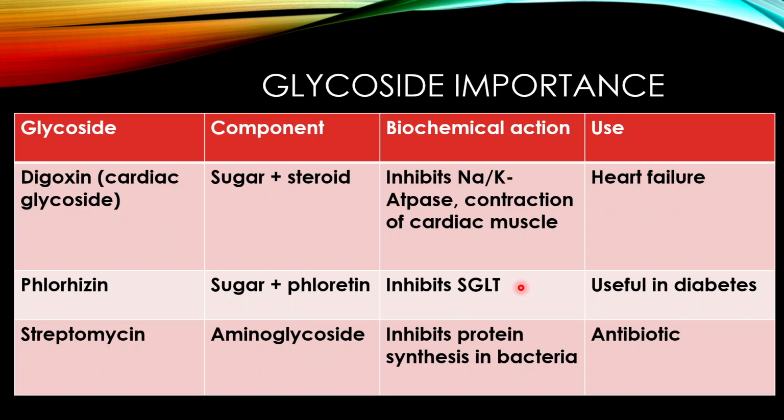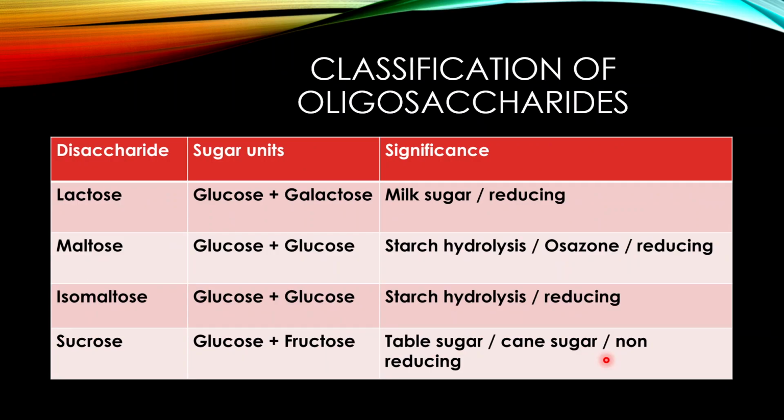Another glycoside of importance is an antibiotic called streptomycin. Streptomycin is basically an aminoglycoside, a glycoside having an amino group. It inhibits protein synthesis in the bacteria, and if protein synthesis is inhibited, that leads to lysis of the bacteria. So it is an antibiotic which is used for bacterial infections. So these are the few glycosides which have biomedical importance.